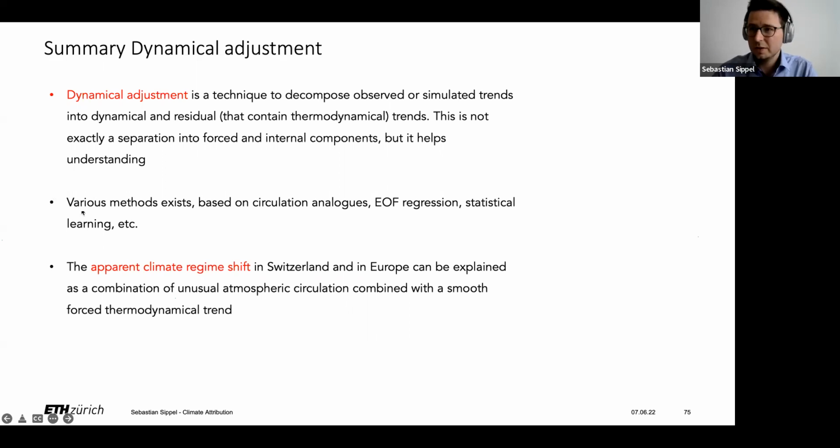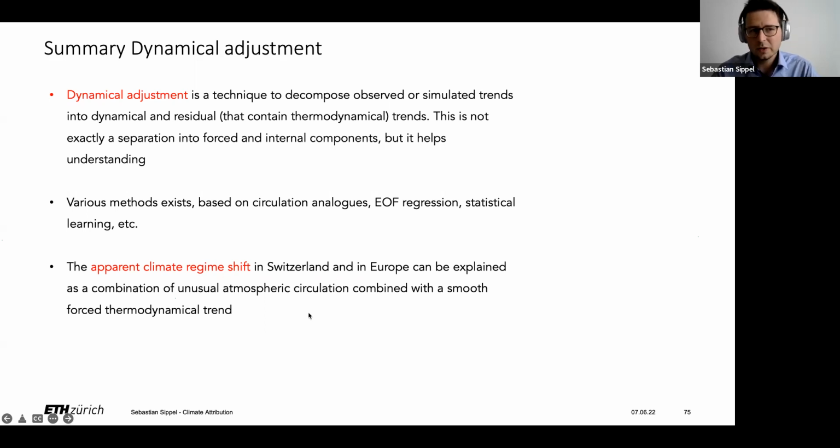Now, as I said, this is an old idea, and various methods exist to do that. So more traditional ways are based on circulation analogs. There are also methods that use EOFs or EOF regression, to be more specific. And more recently, statistical learning comes into place, where statistical learning is used to use pattern information in a statistical learning framework.